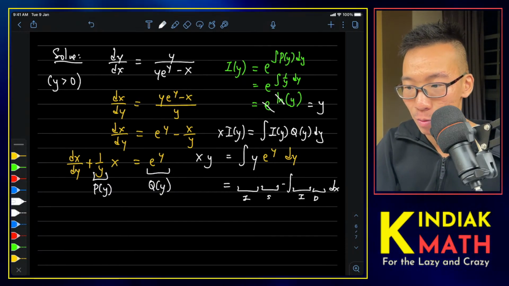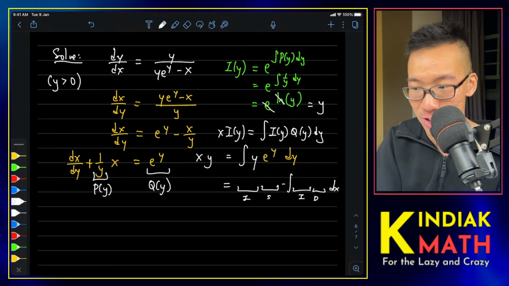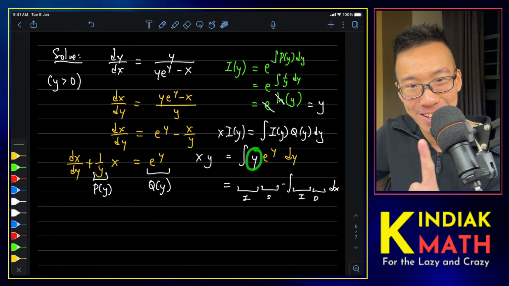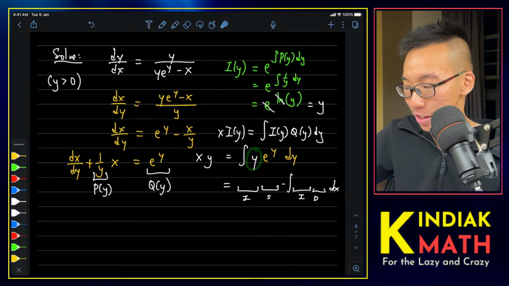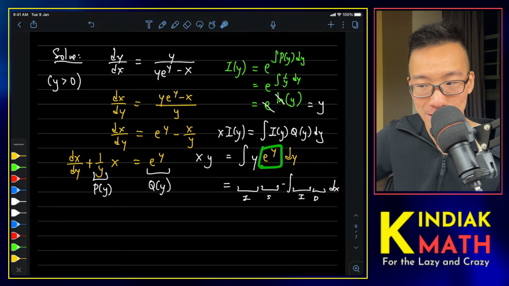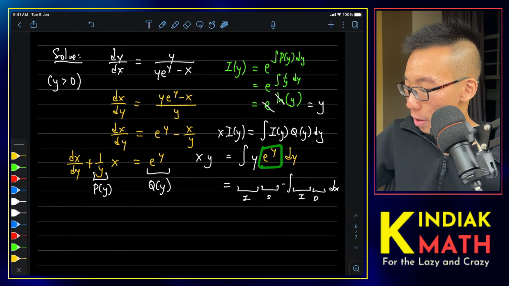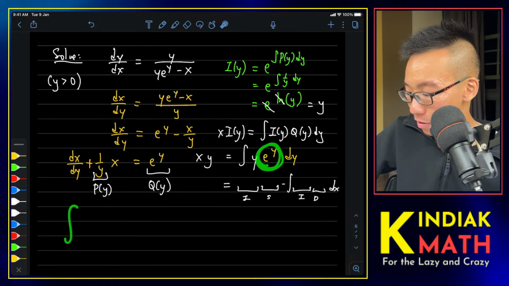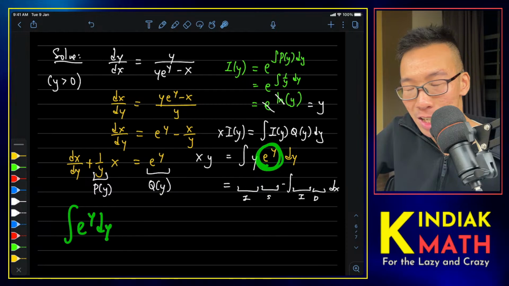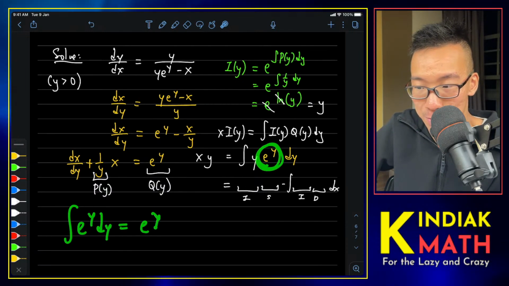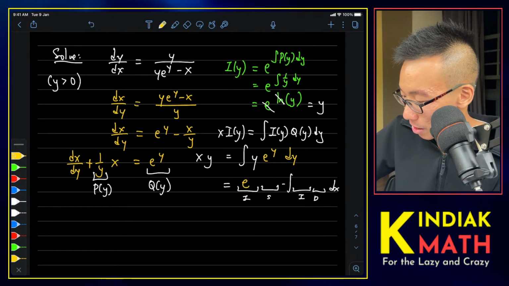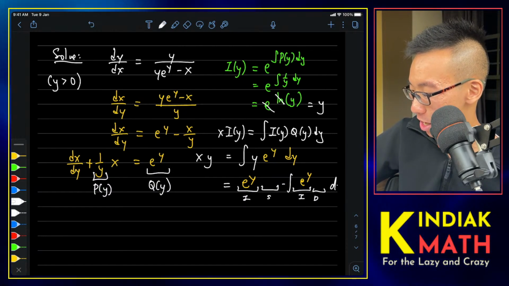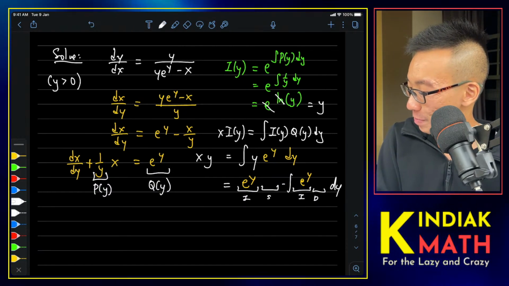Well, once again, you ask yourself which term is more easily differentiated. Well, if you differentiate y, you just get 1. And if you differentiate e to the y, you get e to the y, and it's kind of more complicated. So we're going to differentiate y, and we're going to integrate e to the y. So what's the integral of e to the y? Well, integrating an exponential is basically just the exponential. And so we can just plug that in over here. I made an error. This should not be x, this should be y, because we are working in y.